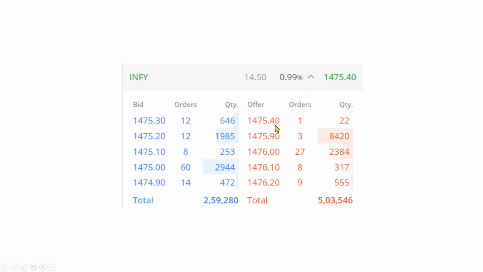So this is available on all the broker platforms. I have taken the example of Zerodha, but this is available in all the applications or with all the brokers. So I hope the concept is clear.